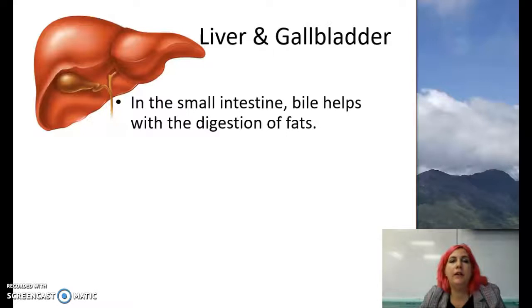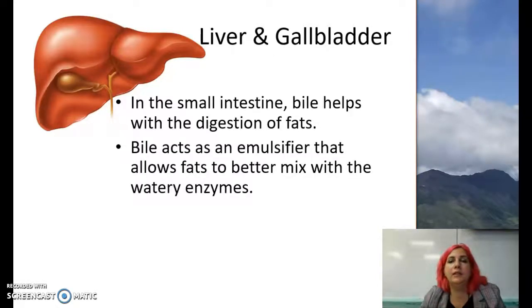In the small intestine, bile helps with the digestion of fat. Bile acts as an emulsifier that allows fats to better mix with watery enzymes. So you are familiar with emulsifiers if you've ever done the dishes. When you do the dishes, if you have fatty and oily food grease on your plates and you just put them in water and wash them, you wouldn't get them very clean.